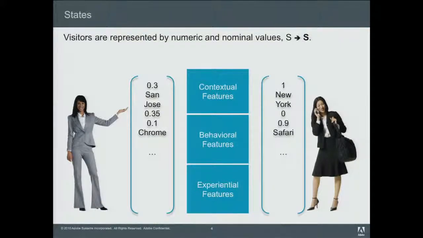We have a set of actions, that is a set of different content, advertisements, offers, and the like that we can expose to a visitor. We represent the visitor by numeric and nominal values in a vector. And so we are representing the customers or visitors under contextual features, behavioral features, and experiential features. So contextual might be the time of the day or the day of the week, the geolocation. Behavioral features might be the time to the last visit, and experiential features are, for example, the customer has already seen action A1 and action A2 and so on.